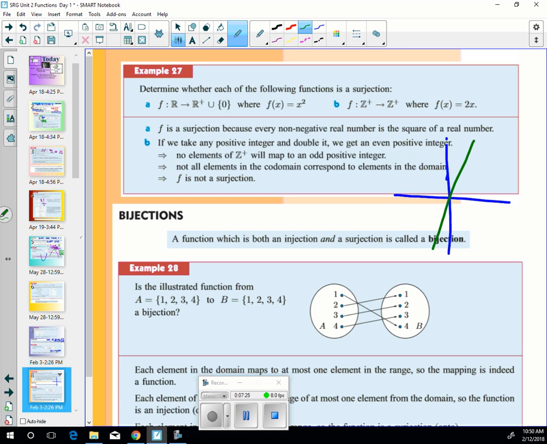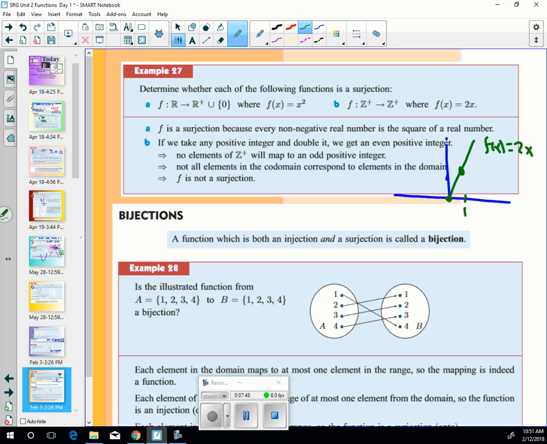Looks like that. f(x) = 2x. But we're using integers, mapping to integers. Now, positive integers, so we don't need this bottom part at all. This one's kind of cool. Watch this. So what are some positive integers we can use?